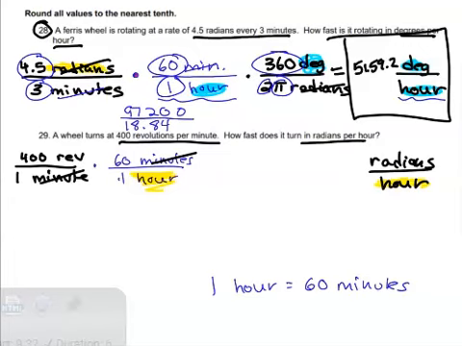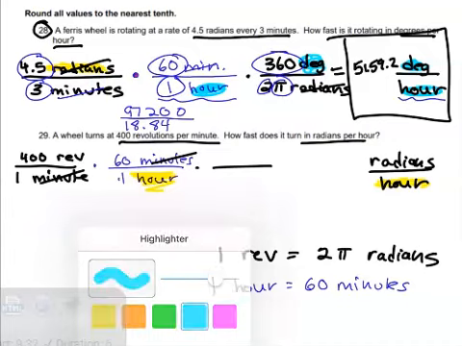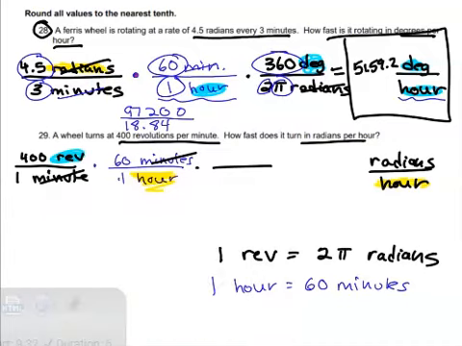Now I need to change revolutions to radians. 1 full revolution, which is just 1 full circle, is equal to 2 pi radians. So because revolutions is on top, I'm going to put the revolutions on the bottom because I want it to cross off. 1 revolution is equal to 2 pi radians. But now revolutions over revolutions crosses off, and I'm left with radians, and that's what I want.